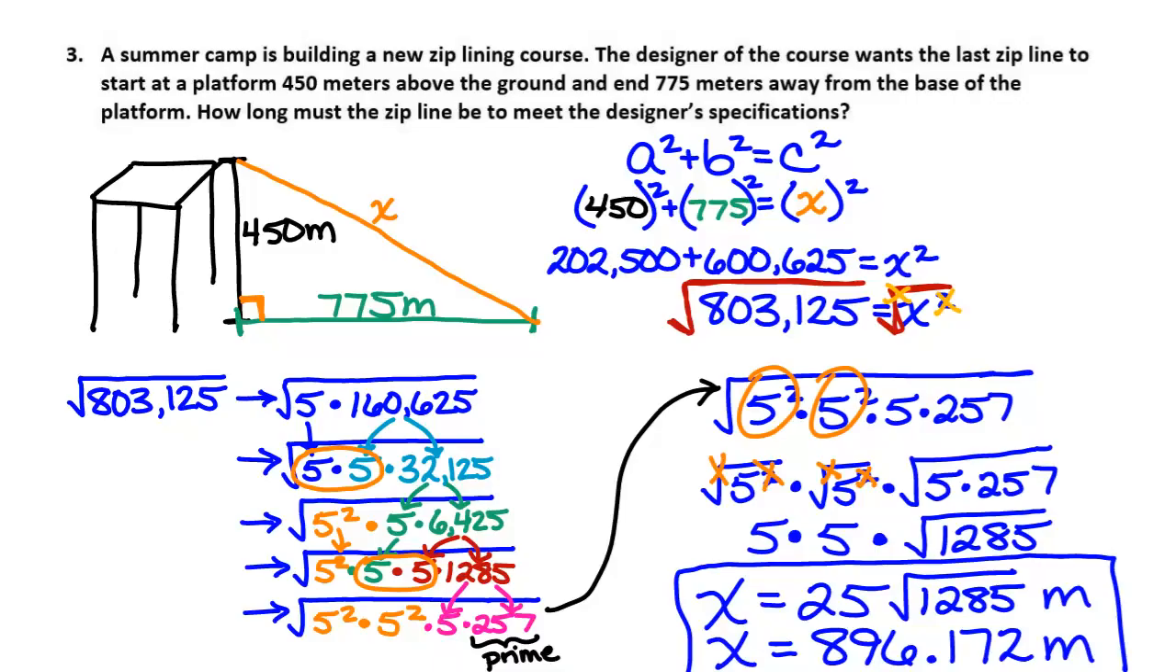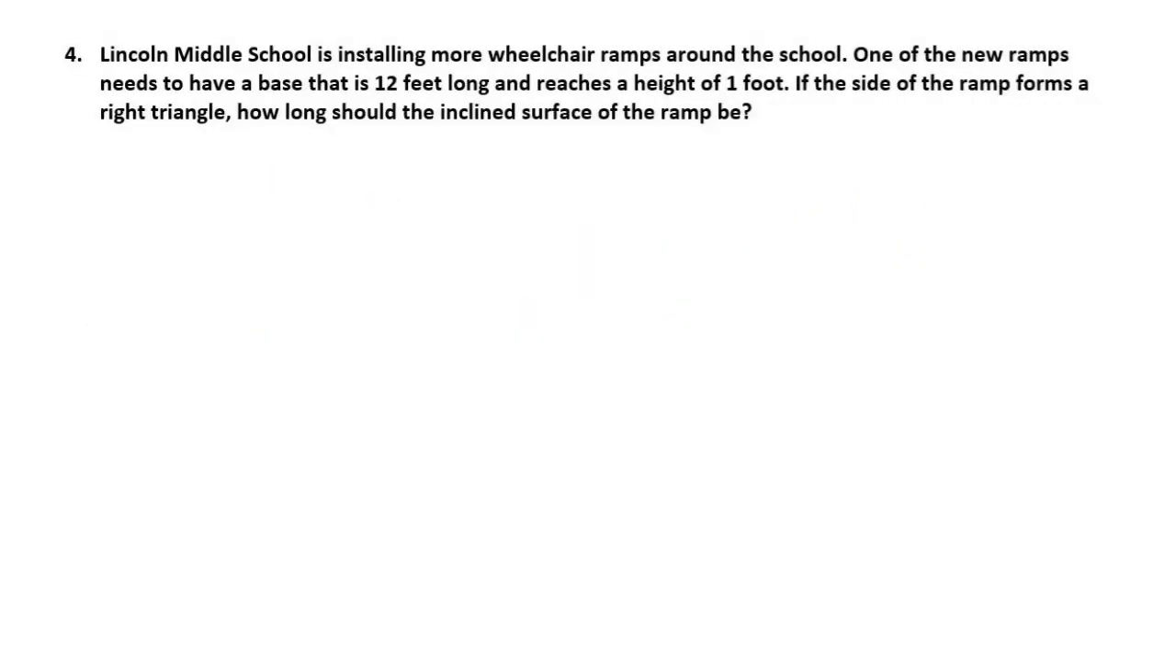Let's flip the page over and try something else that is similar to that. All right, Lincoln Middle School is installing more wheelchair ramps around the school. One of the new ramps needs to have a base that is 12 feet long and reaches 1 foot high. If the side of the ramp forms a right triangle, how long should the inclined surface of the ramp be?